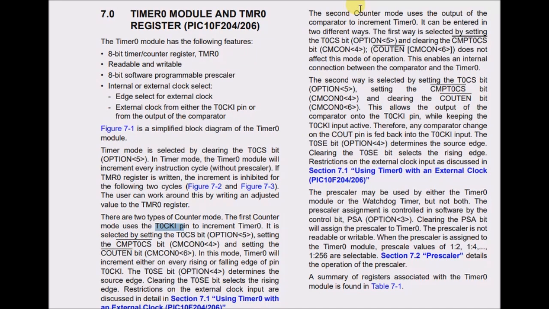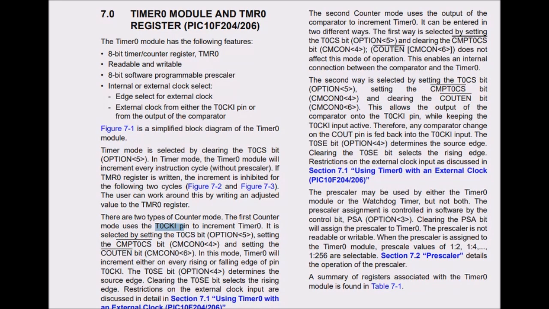The second counter mode, so there are 2 types of counter mode. The first counter mode involves all this alphabet soup of bits, and the second counter mode uses the output of the comparator to increment Timer0. It can be entered in 2 different ways. The first way is selected by setting the TOCS bit, option 5, and clearing the CMPTOCS bit. This bit does not affect the mode of operation. This enables an internal connection between the comparator and the Timer0.